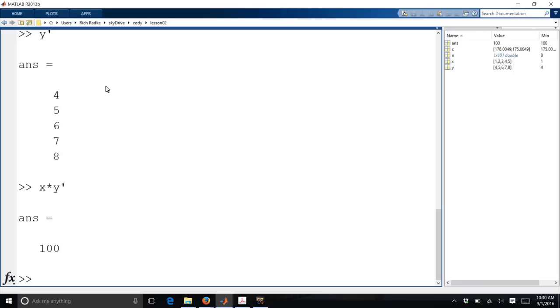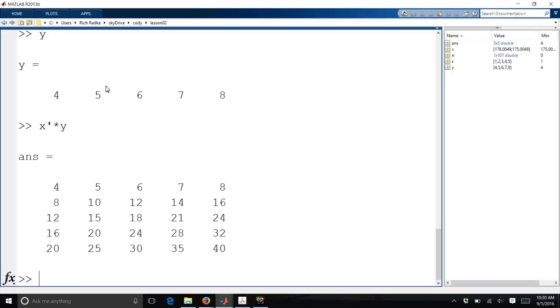On the other hand, if I wanted to do the outer product of those things, so if I wanted to get a 5 by 5 matrix, I could take x transpose times y, and then I would get a 5 by 5 result, right? Everything in MATLAB is a matrix, so the thing to remember is that many times you want to do element by element operations, and in that case you need the dot, right?